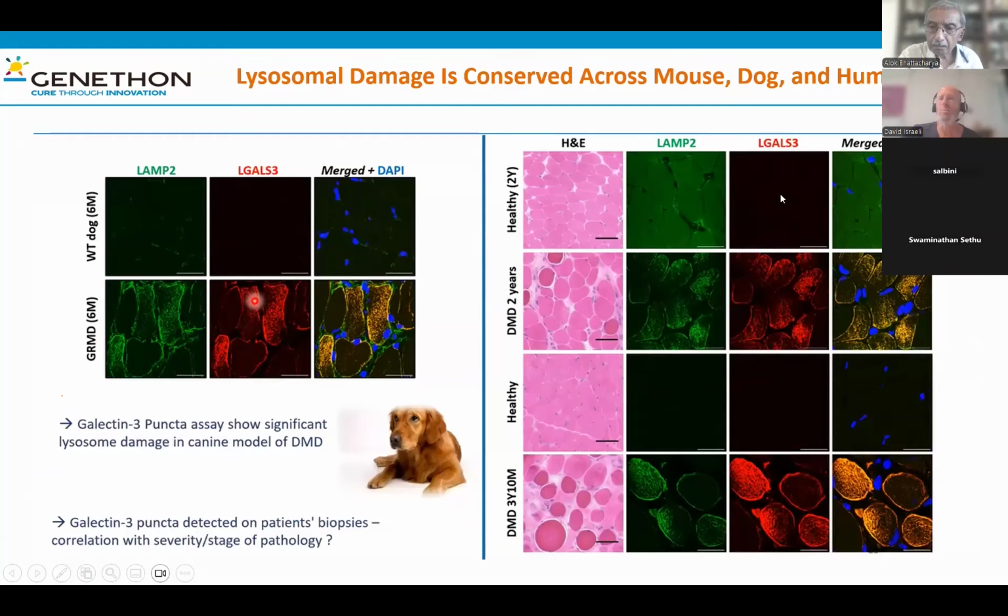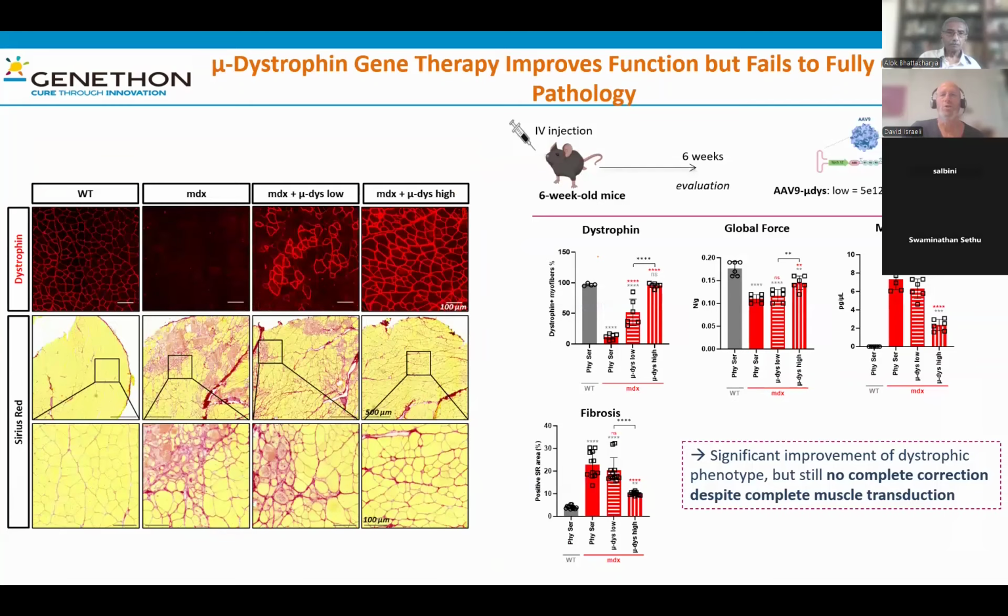So just the same, there is an increased number of puncta in the muscle of a healthy person. In fact, there are no puncta visible by this technology, and you do see a huge amount of lysosomal damage in the patients.